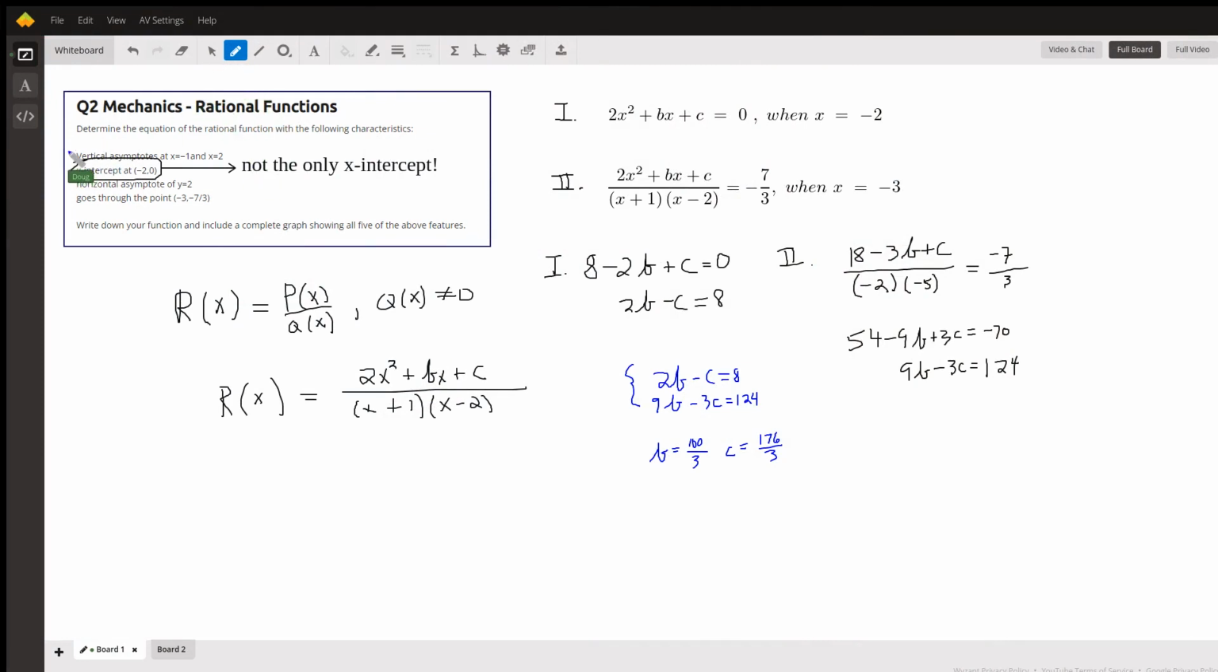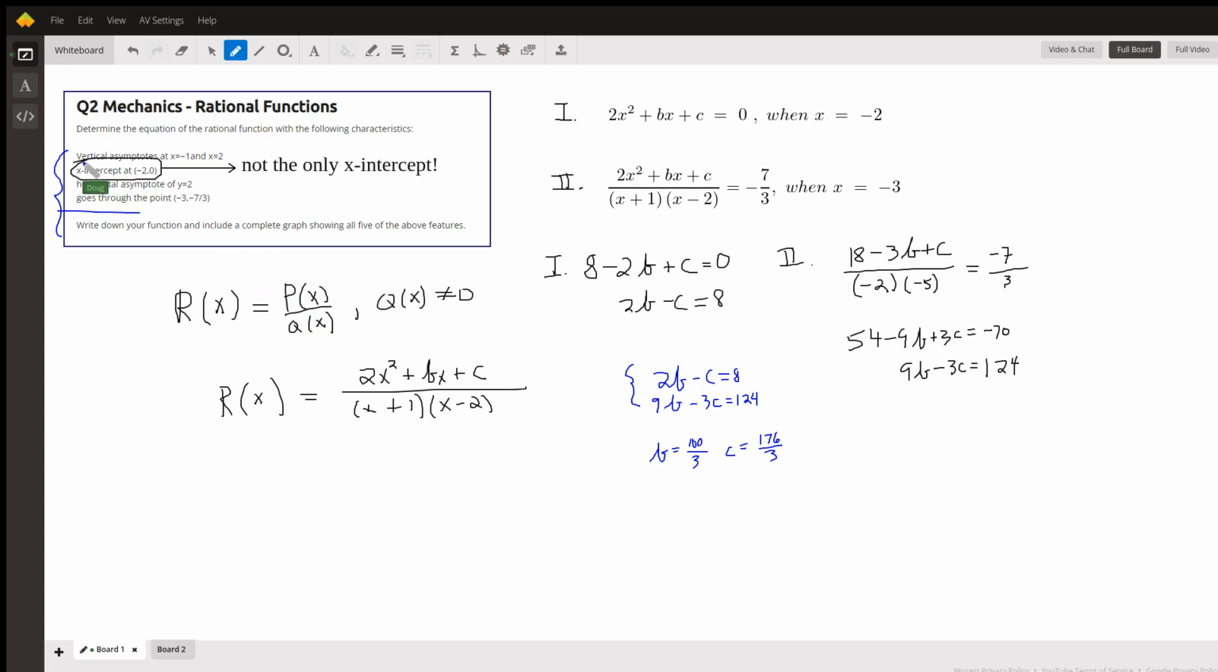Okay, you're given these conditions over here for a rational function and asked to come up with the function definition for that rational function. Of course, a rational function has the form p of x over q of x, where q of x does not equal 0, and p of x and q of x are polynomial functions.